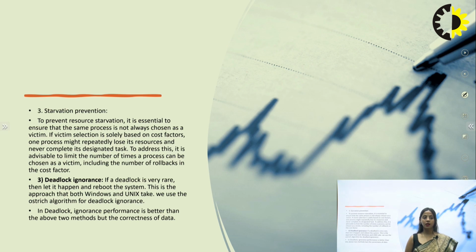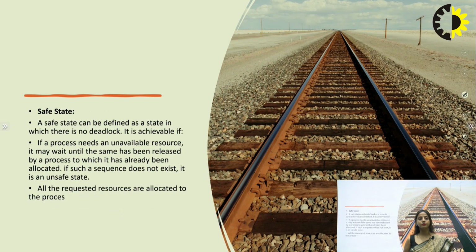Deadlock ignorance. If a deadlock is very rare, then let it happen and reboot the system. This is an approach that both Windows and Unix take. We use the ostrich algorithm for deadlock ignorance. In deadlock ignorance, performance is better than the above two mentioned methods, but the correctness of the data is compromised.